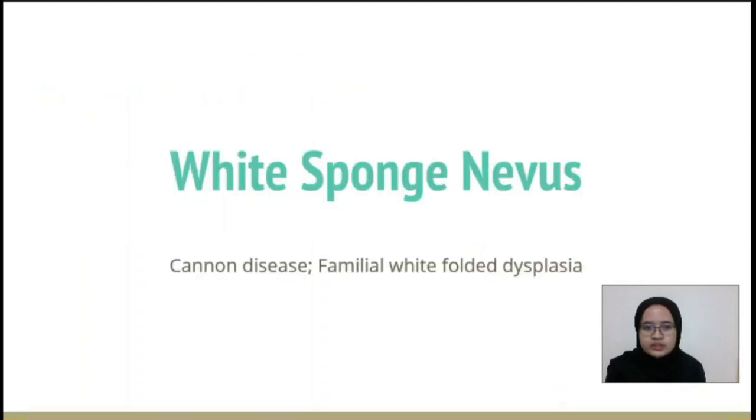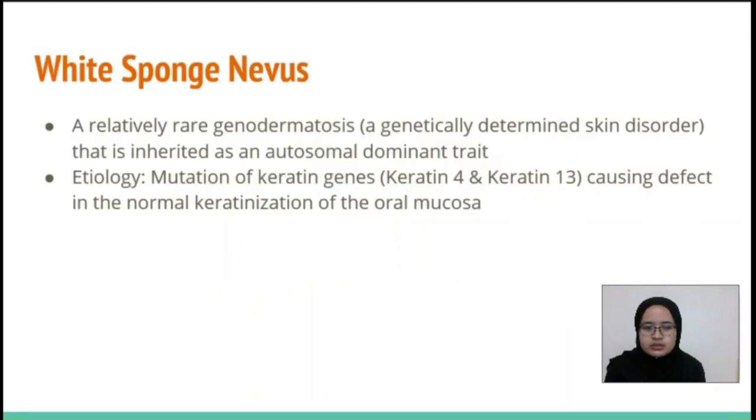Next is the white sponge nevus. White sponge nevus is a relatively rare genodermatosis that is inherited as an autosomal dominant trait, displaying a high degree of penetrance and variable expressivity. The etiology for white sponge nevus is mutation of keratin genes, either keratin 4 or keratin 13, causing defect in the normal keratinization of the oral mucosa.